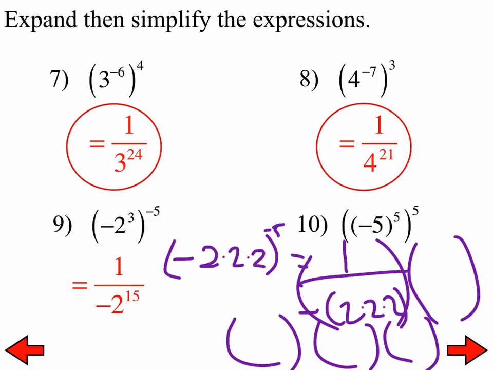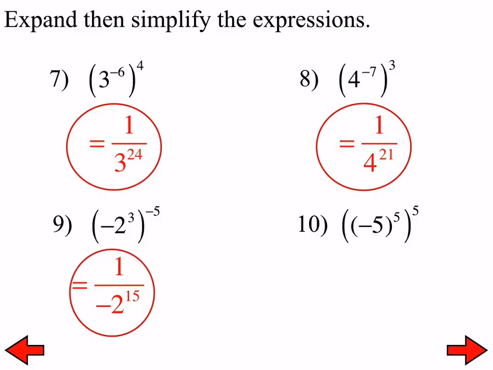And since there are negatives in each of those parentheses, if there's 5 negatives, are there any left over? There's 1 left over, right? So that's why our answer is still negative, but it's not in parentheses because that's not a negative 2. That is a positive 2 as our base with a negative outside, not being applied to the exponent. Yes? Number 10. Yes. Excellent. This one is in parentheses because it is the entire negative 5 as the base.